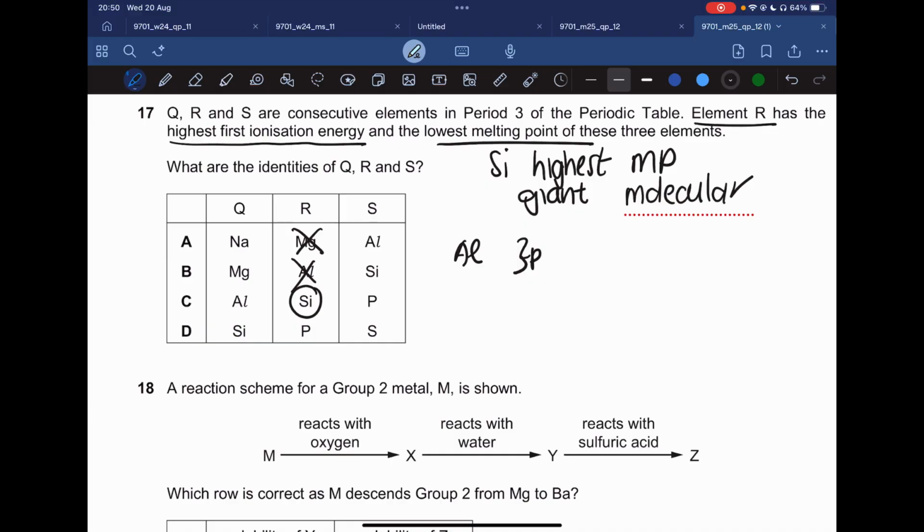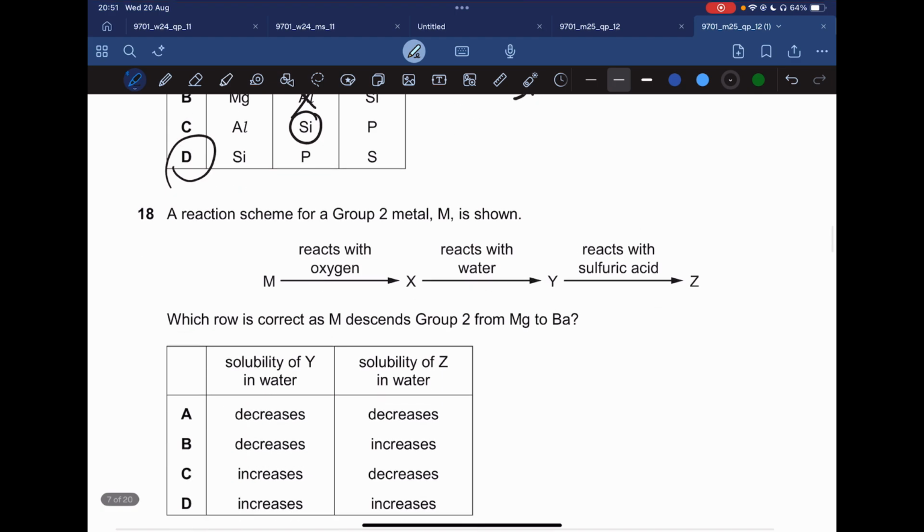Sorry guys, silicon does have the highest melting point, but it doesn't have the lowest ionization energy out of these 3. Okay, so therefore it has to be D, and we can be sure of that because phosphorus has a higher ionization energy than silicon and sulfur.